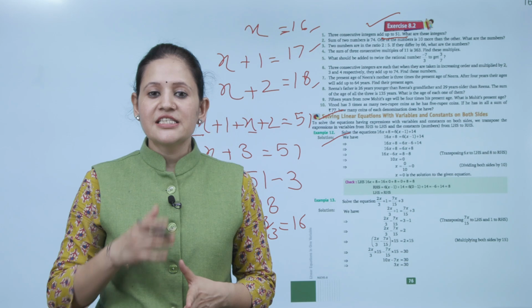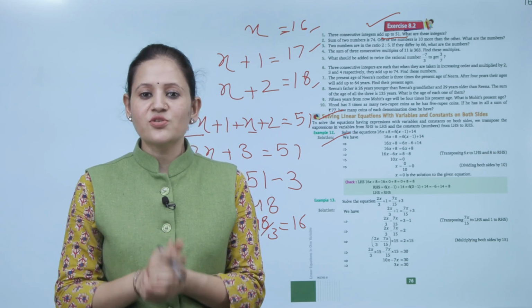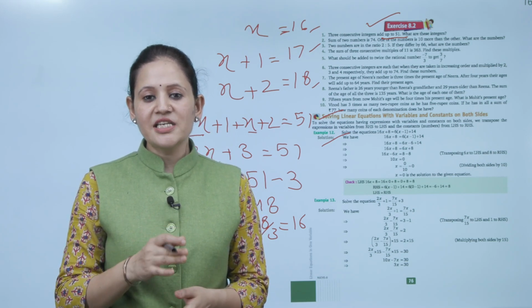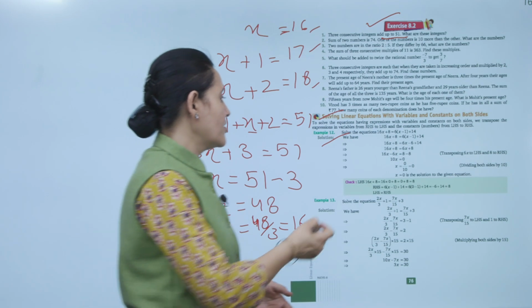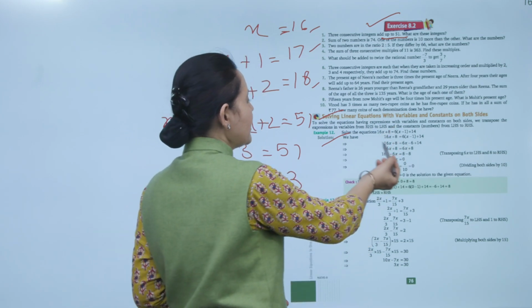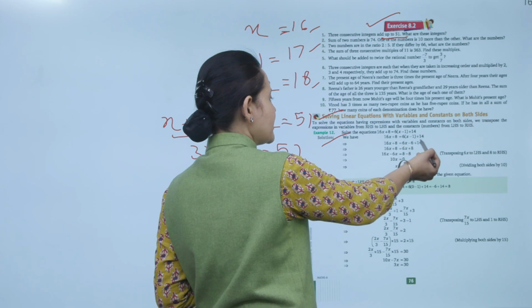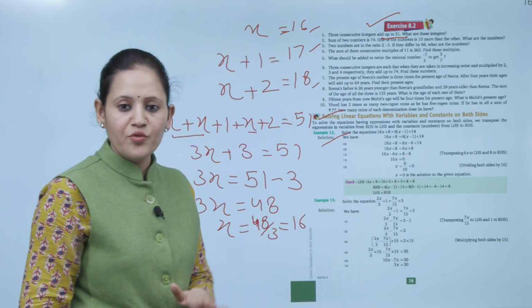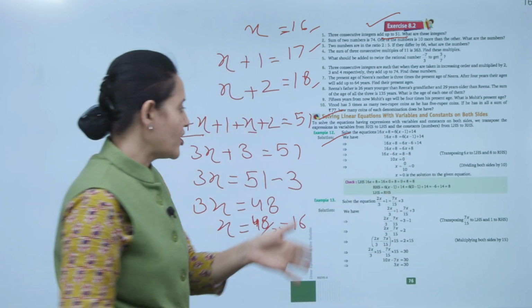Solve the equation 16x plus 8 equals 6(x minus 1) plus 14. So first we will remove the bracket: 16x plus 8 equals 6x minus 6 plus 14. Now what will we do? We will put the variables on one side and the constants on one side.